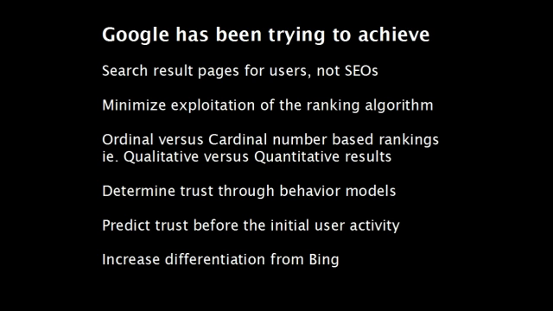So they're trying to look at what humans like and then figure out a way to evaluate based on that, instead of just these arbitrary numerical metrics like total links or total domain age. They're also trying to predict trust with this algorithm before the initial user activity.